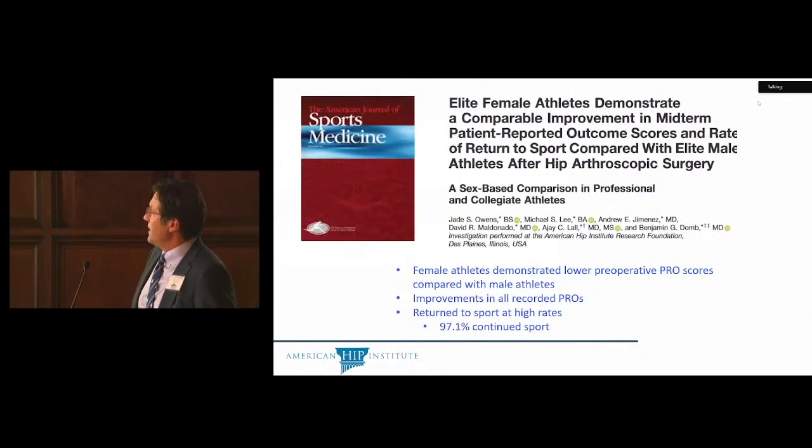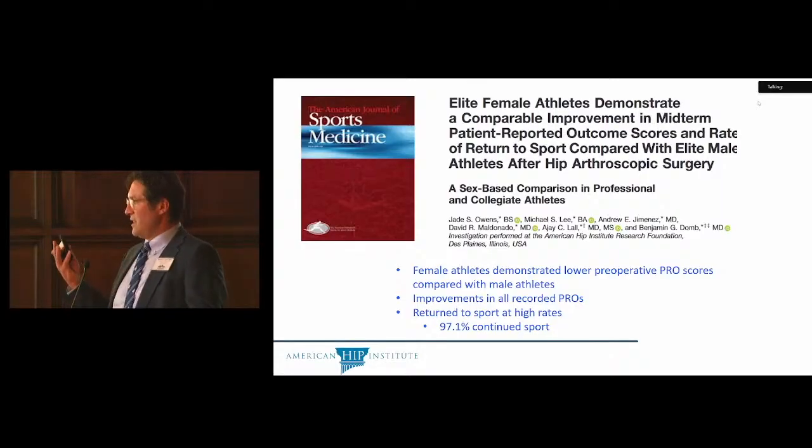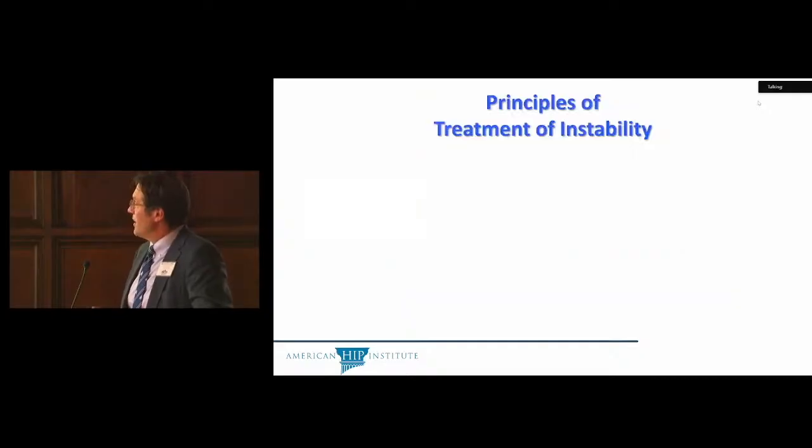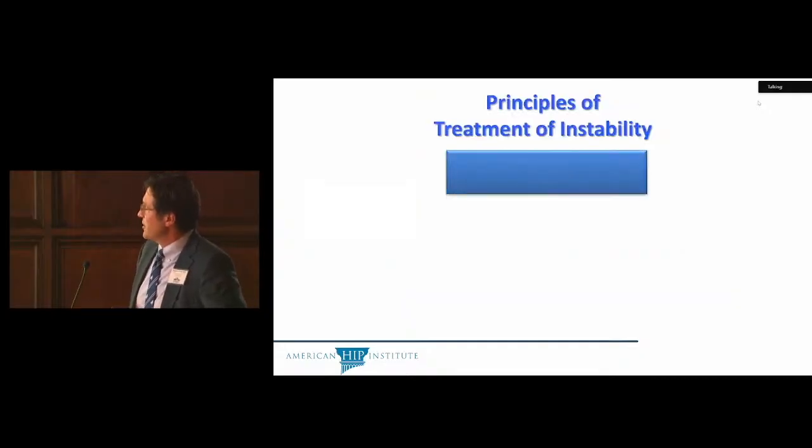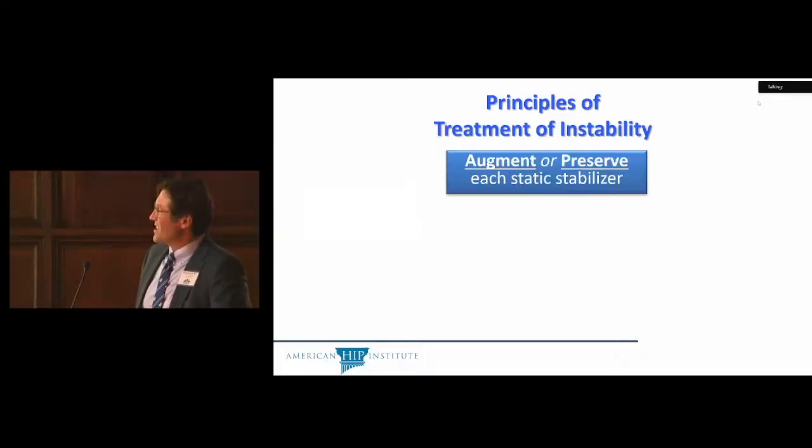In this study, we looked at female athletes and found they actually presented with lower PRO scores preoperatively, but had similar improvements in all recorded PROs and returned to sport at a very high rate, 97% continued sport. But they're being treated differently, right? We're treating the lax athletes with capsular plications and with labral restoration in a more robust way. So back to these principles of treatment of stability, we basically want to augment or preserve every static stabilizer.